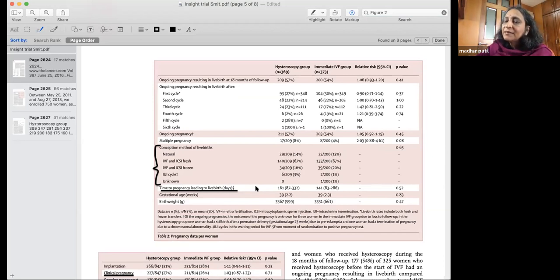Because many times we see, okay, we've done a hysteroscopy, and people said that probably it acts like an endometrial scratch, wherein it releases the cytokines and the interleukins if it's done in the cycle preceding the IVF, and therefore it increases the pregnancy rate. There were several papers which came out on endometrial scratch, and therefore this is very important again, time to pregnancy. And we can see over here that again there was no difference between the two groups.